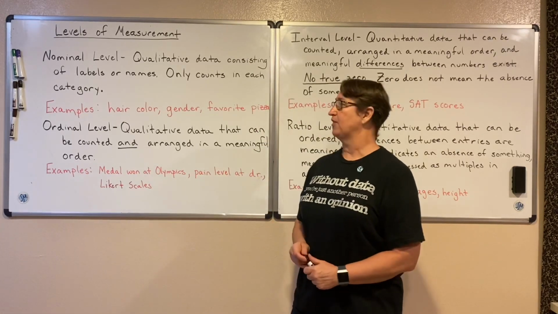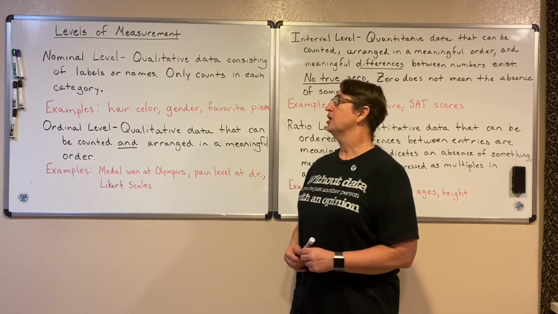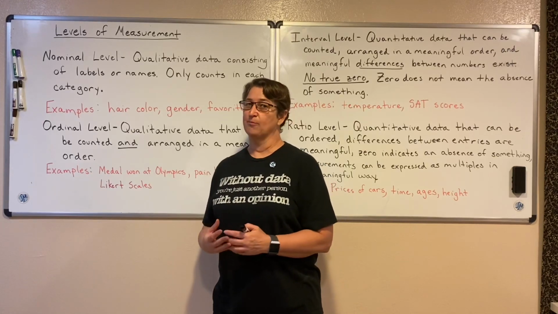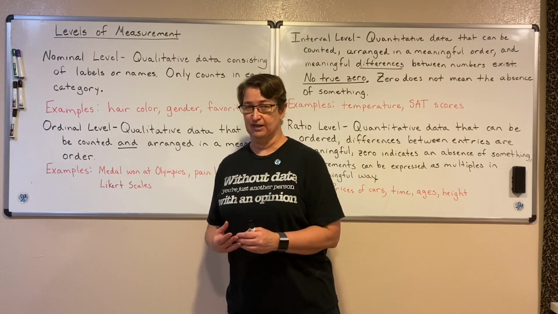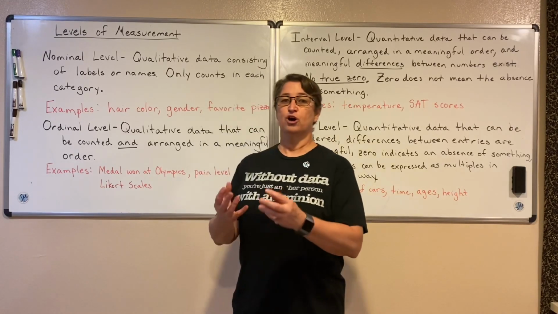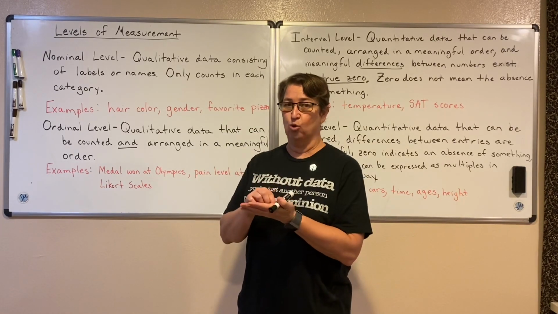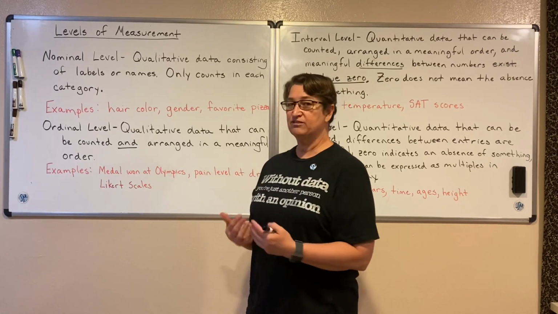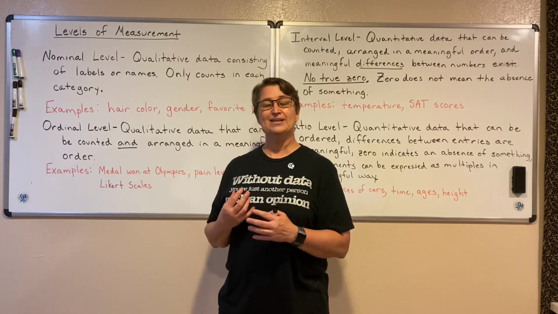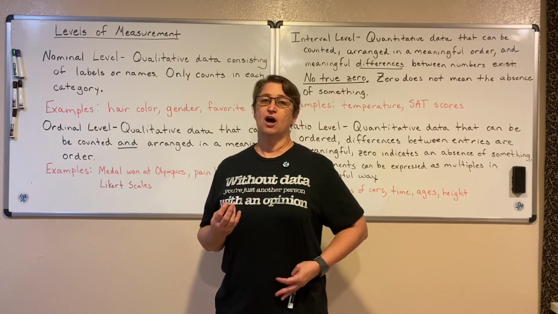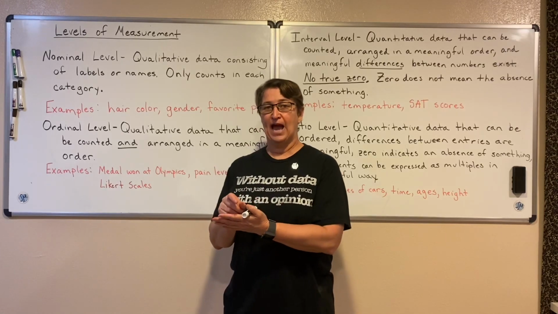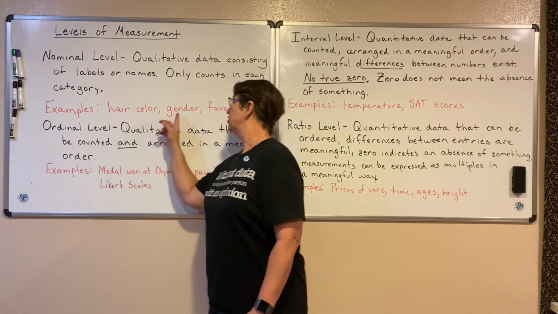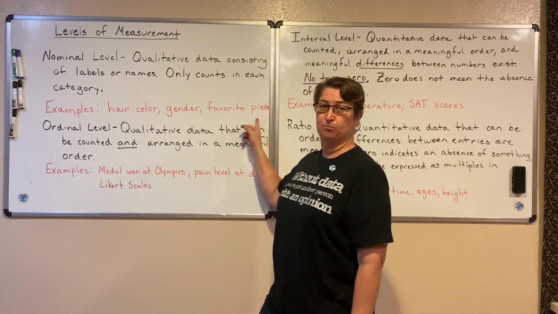So let's start with our nominal level of measurement. Our nominal level of measurement is used to describe data that is qualitative data. In other words, the data that we are collecting looks like words. It's names and labels. And with this data, the only thing we can do is count the number of data values that we have within a certain category. So for instance, hair color, gender, or your favorite pizza topping.